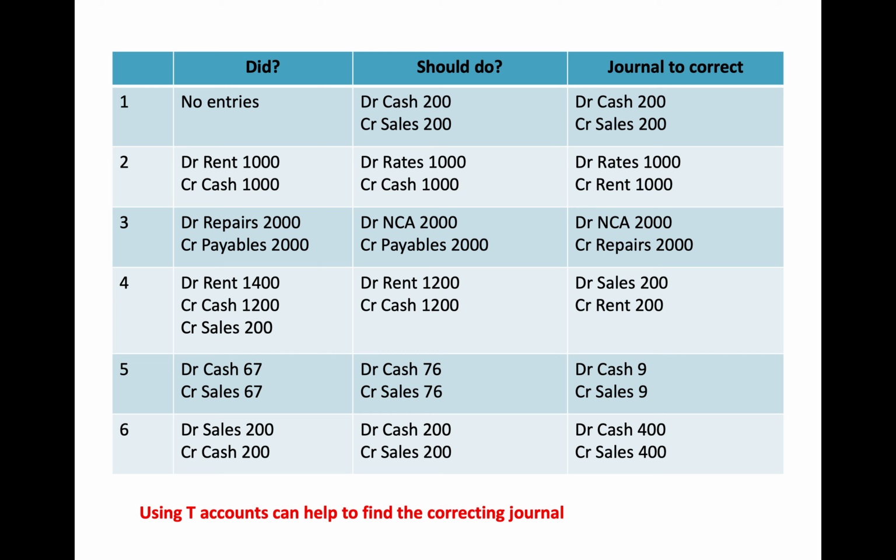Therefore, to correct this, we need to reverse that initial entry for rent. This is done by crediting rent 1000 and debiting the correct expense account, which is in this case rates 1000.